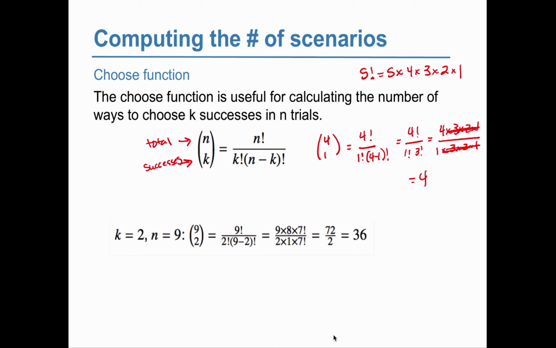If we wanted to do 9 choose 2, it's going to be 9 factorial over 2 factorial times 7 factorial. So this is 9 times 8 times 7 times 6, all the way down to 1. And then 2 factorial is 2 times 1. And 7 factorial is 7 times 6 times all the way down to 1. And the 7 times 6 and so on cancel out, and it's just 9 times 8 over 2, which is 72 over 2, which is 36.